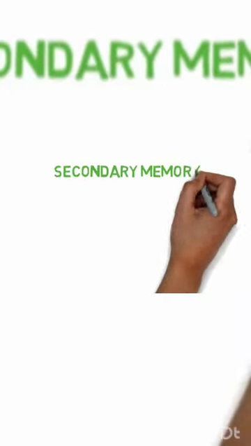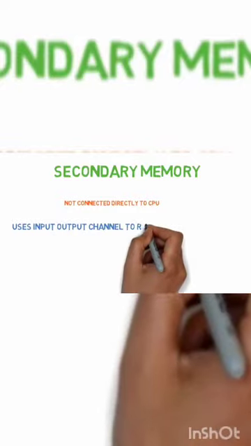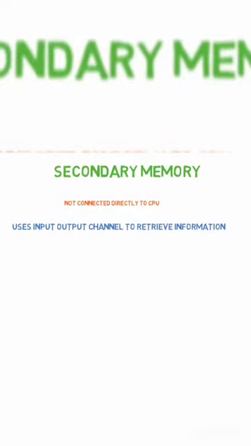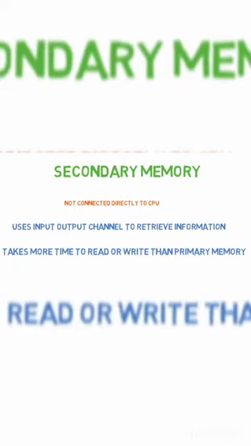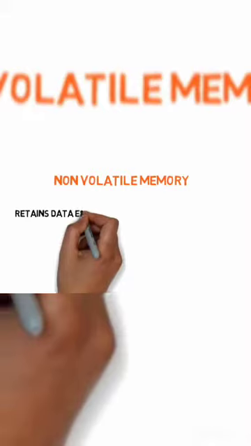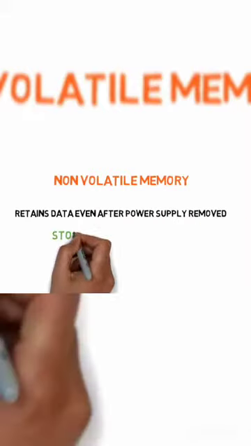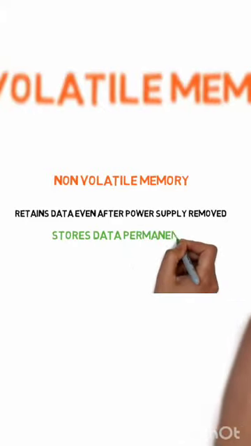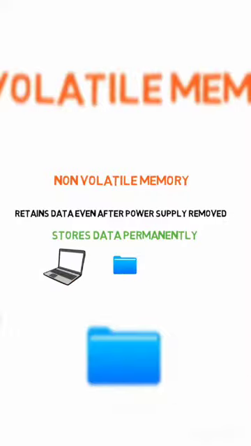Secondary storage or external memory is not directly connected to the CPU. The computer uses its input-output channel to retrieve information from secondary storage into primary memory. So it takes more time to access data from secondary memory than primary memory. The secondary storage is also called non-volatile memory, because it retains its data even after removing the power supply. Secondary storage devices are important because they store your data permanently until it is overwritten or deleted. In computer, all of user files and data is stored in this memory.